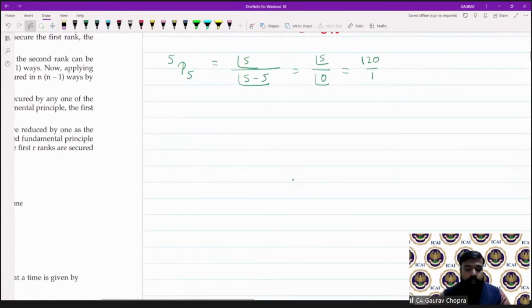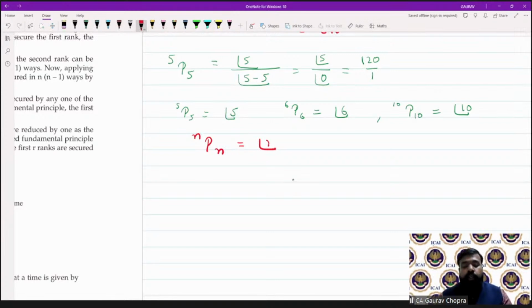So in short, we can write 5P5 is equal to factorial 5. 6P6 is factorial 6. 10P10 is factorial 10. So therefore, nPn will be factorial n.